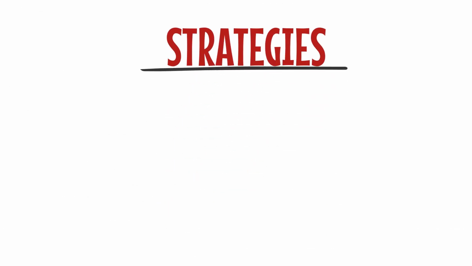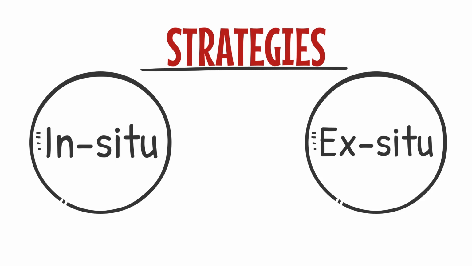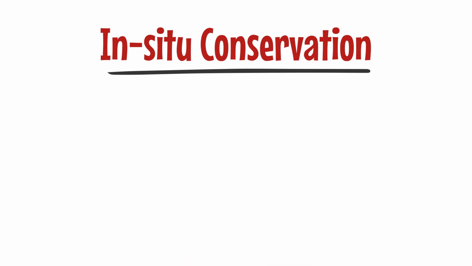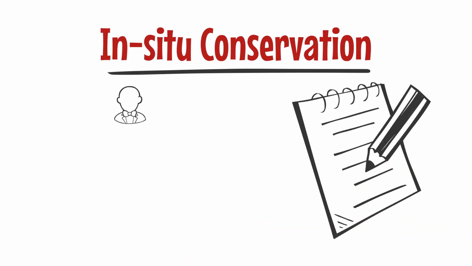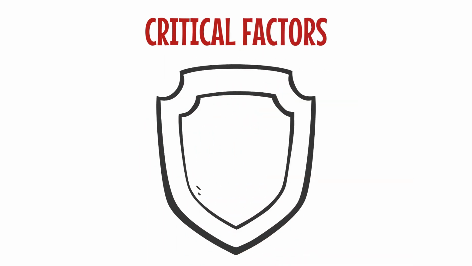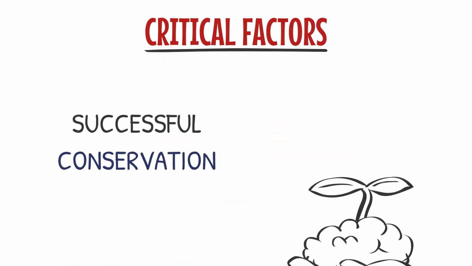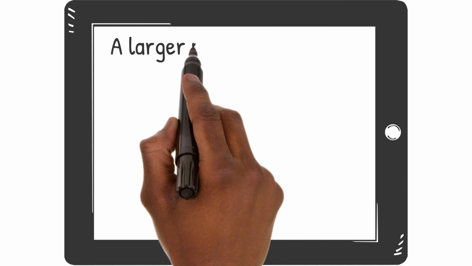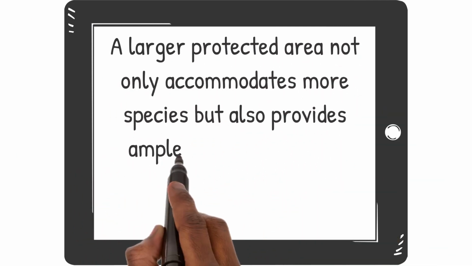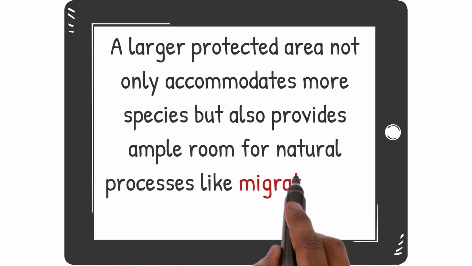Now, let's delve deeper into the strategies employed in both in situ and ex situ conservation to grasp their significance. In situ conservation goes beyond just designating protected areas. It involves meticulous planning and management. The size, shape, and connectivity of these protected areas are critical factors for the successful conservation of biodiversity.